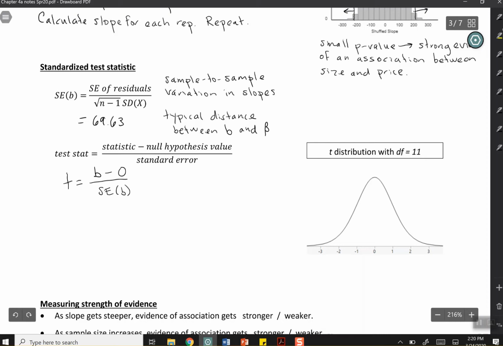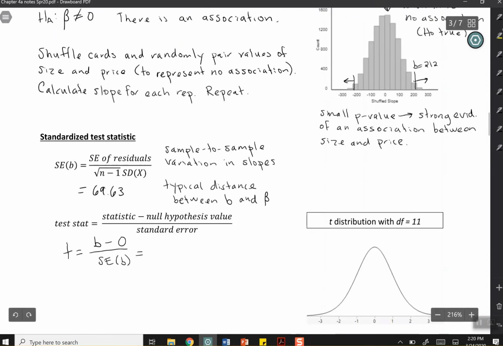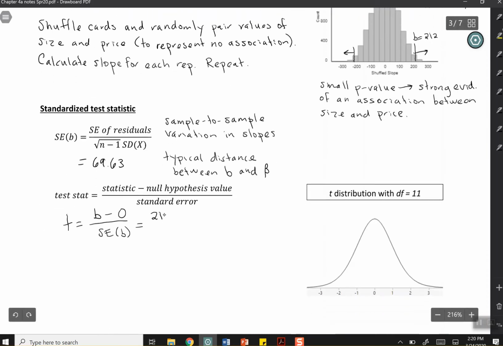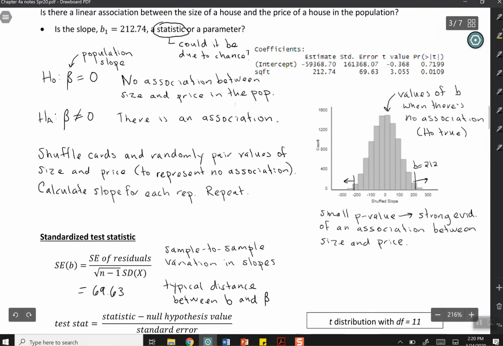If I were to plug into this, I can take my slope from up here in the output, 212.74. Sorry about the siren. Minus 0, obviously that doesn't do anything, and then divide by 69.63. So I get a test statistic of 3.055, and you can see that number is up there in the output too.